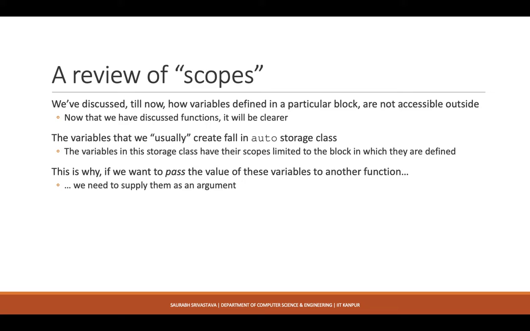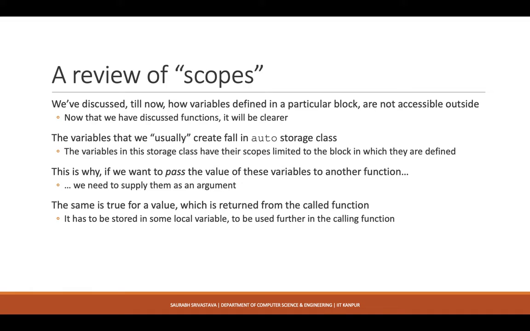This is precisely the reason that if we want to pass the value of a particular variable to another function, we have to supply that as arguments, right? So you remember we saw those formal and actual parameters. So this is the reason that we have to pass the value of an auto variable from one function to another in order to use it.